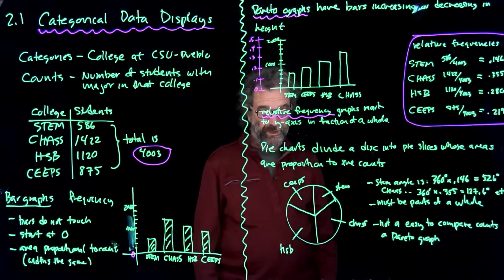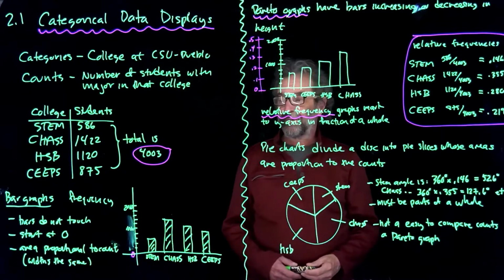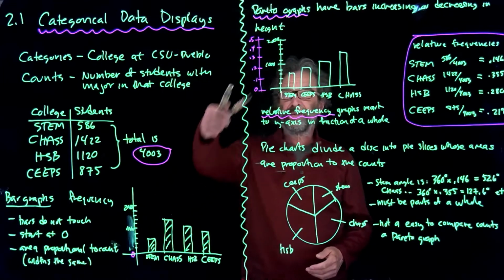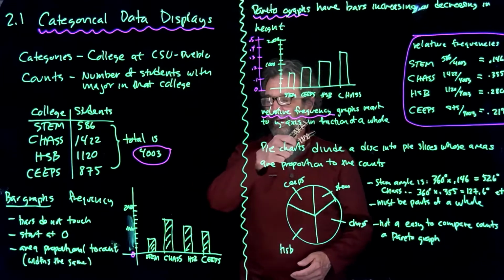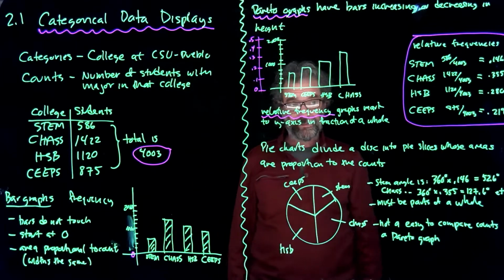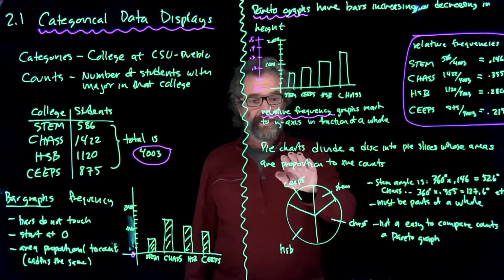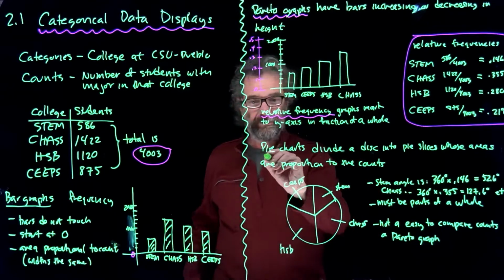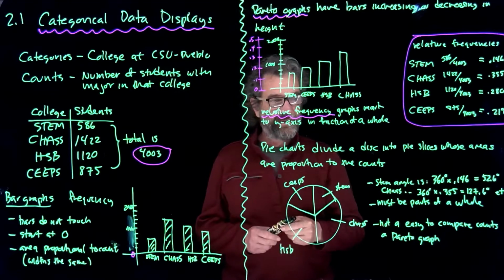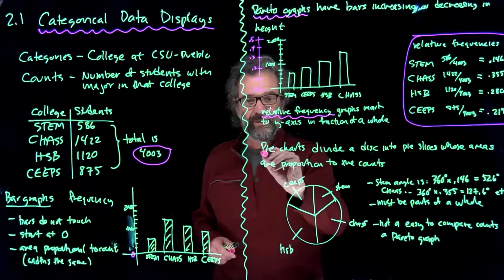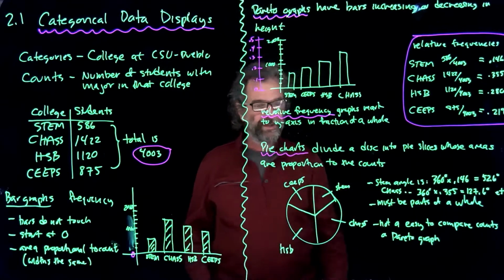And then, as a third type of graph, or maybe fourth if we think about this: frequency, relative frequency, Pareto and not Pareto, that's 4 kinds of graphs. We could also make a pie chart. A pie chart divides a disk into pie slices whose areas are proportional to the counts.